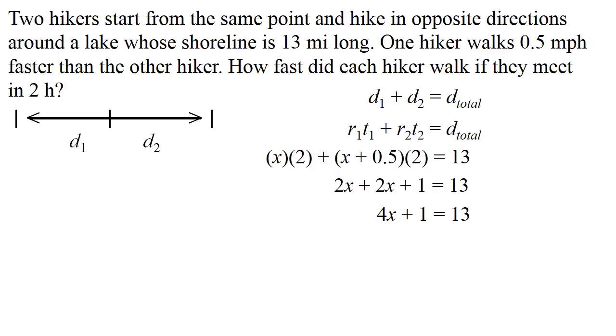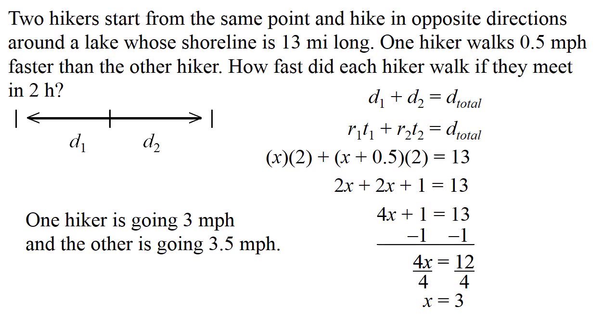So get rid of the constant term, subtract 1 from both sides. Get rid of the coefficient, divide both sides by 4, and you get x. And that's how fast one of them is going, and the other one's going half a mile per hour faster, so 3.5 miles per hour.